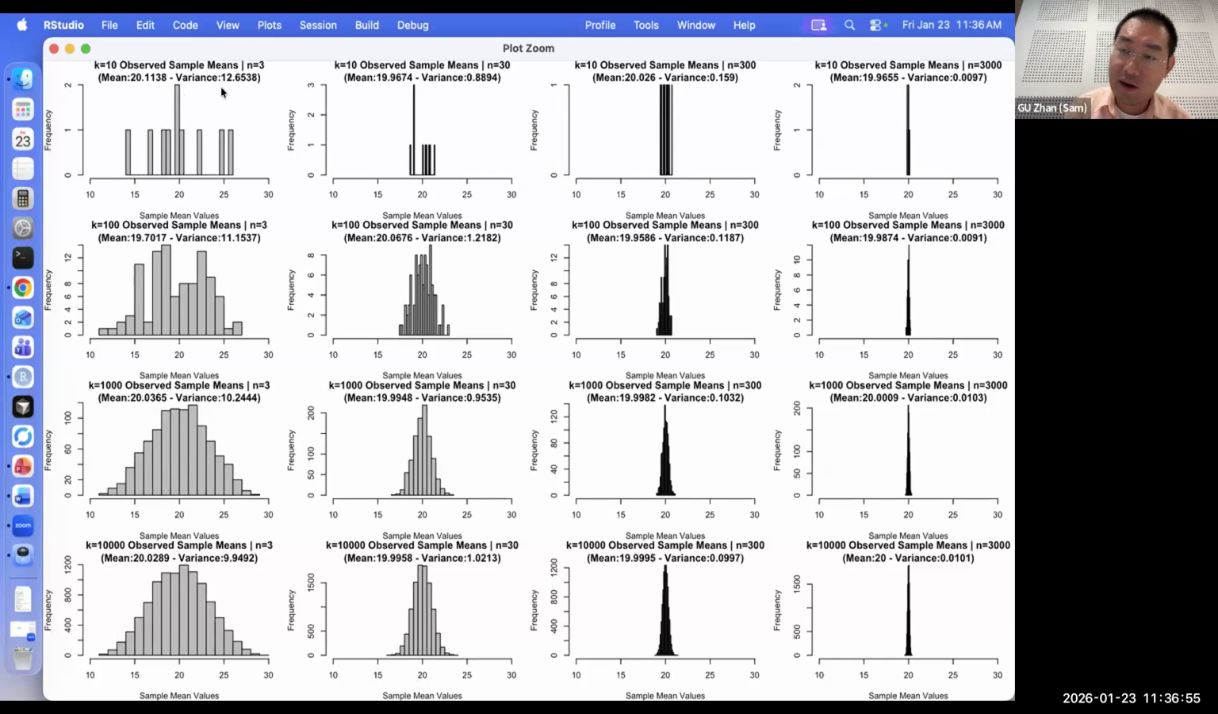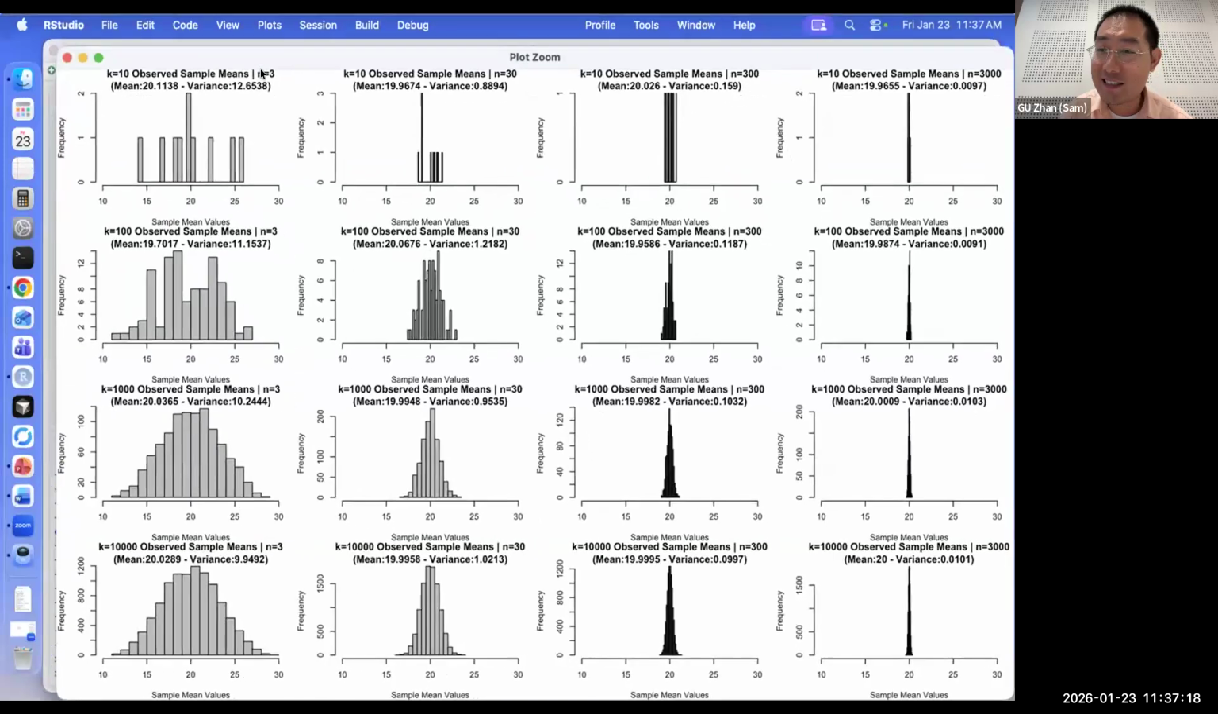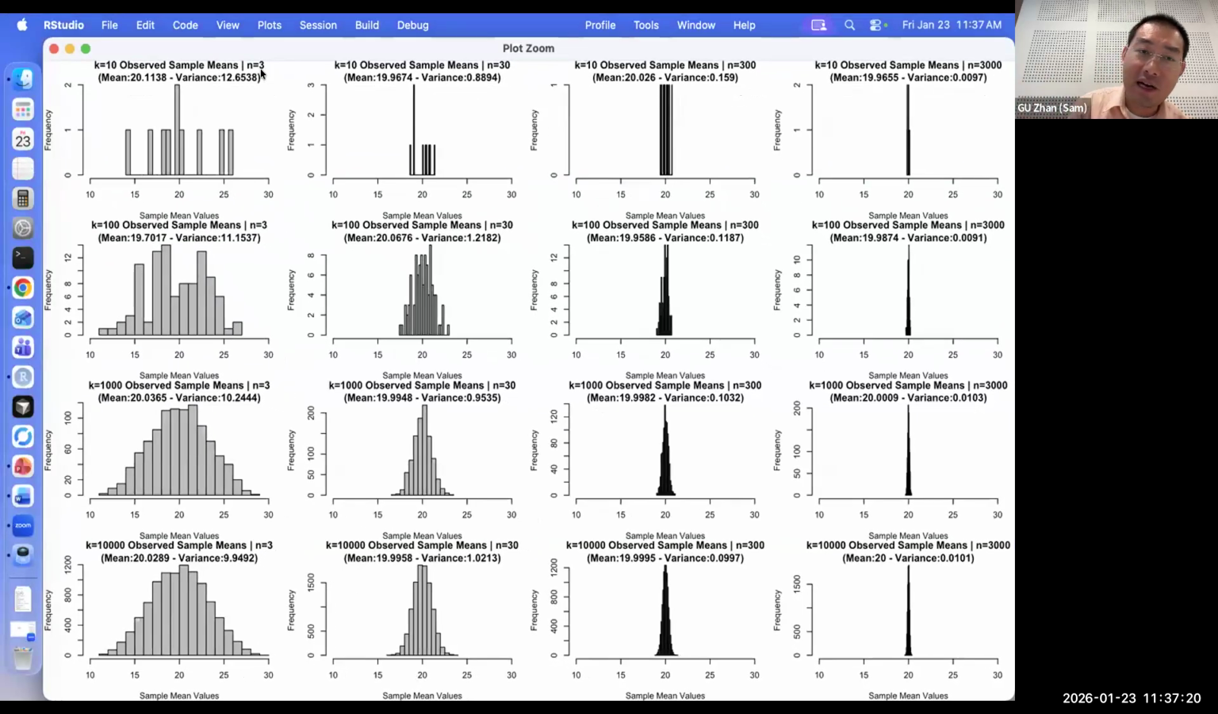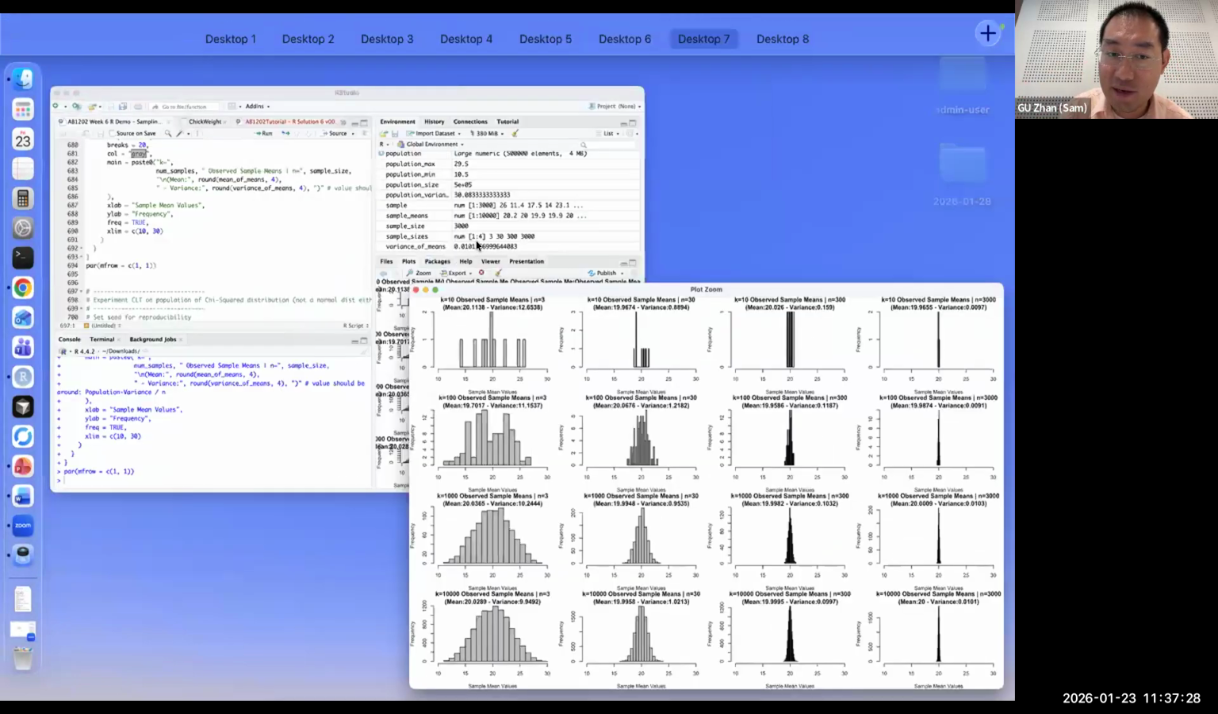Then second, look at the variance. The variance is around 10: 9.9, 10, 11, 12, that's around 10. This also tells us the variance of the sampling distribution is calculated theoretically as the population variance, do recall, 30, divided by the sample size n. 30 divided by 3, with n equal to 3, is around 10. So this is the central limit theorem in effect.